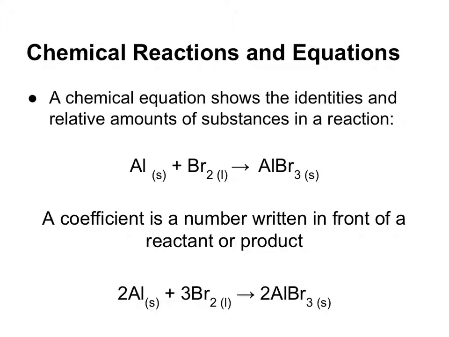Okay, so what I did here at the bottom is I added what are called coefficients. Coefficients are these big numbers in front of these different substances. And what those big numbers tell me is there's two aluminum atoms on the left. There's three sets of bromine molecules on the left. And then there's two groups of aluminum bromide on the right-hand side.